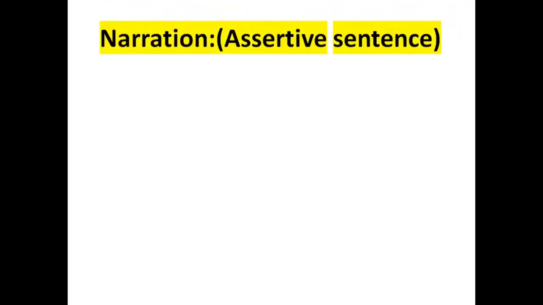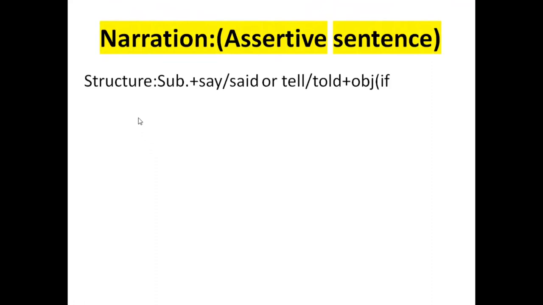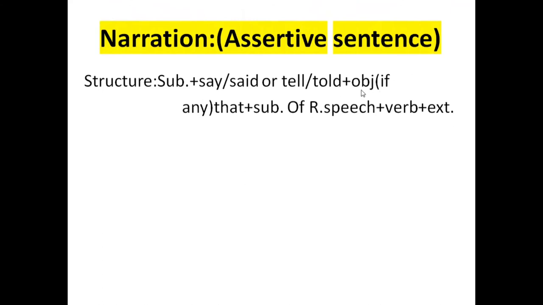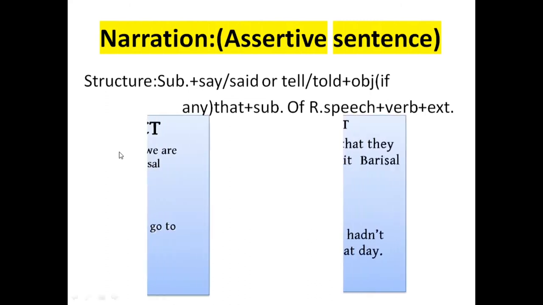Let's start how to change narration of assertive sentences. Here is the structure: subject plus say or said or tell or told plus object, if any object, then plus that plus subject of reported speech plus verb plus extension. When we want to change the narration of any assertive sentence, we have to follow this structure. Let's see some examples, then it will be clear to you.